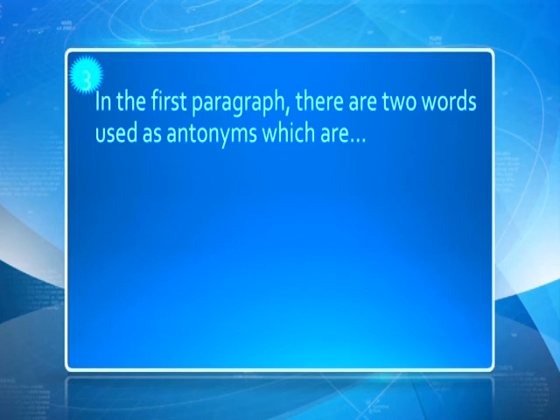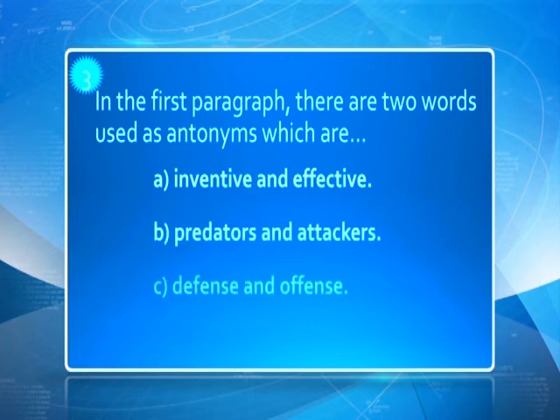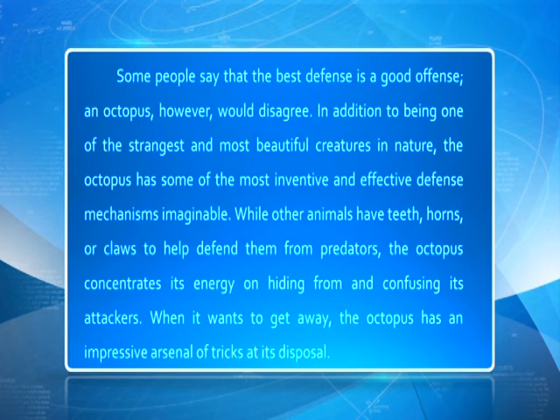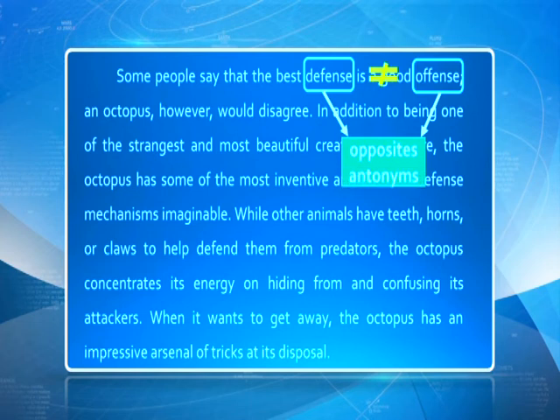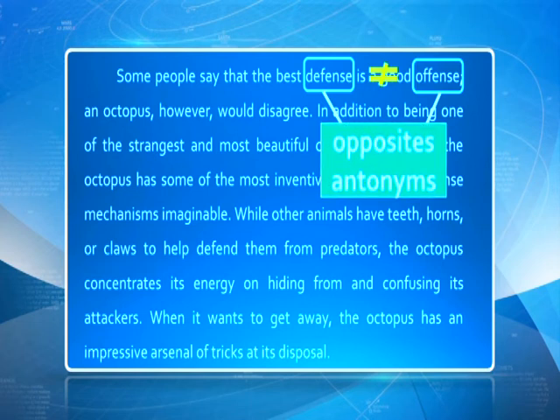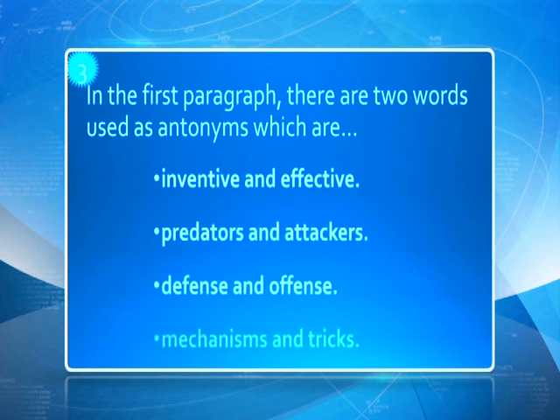Good. Question 3. In the first paragraph, there are two words which are used as antonyms, as opposites. Is it inventive and effective, predators and attackers, defense and offense, mechanisms and tricks? So here is the paragraph. Notice in the first sentence we have the word defense, and then you have offense. The relationship between these two words is that of opposition. So they are opposites, or we call them antonyms. The answer to this question is C, defense and offense. They are opposites, or they are antonyms.